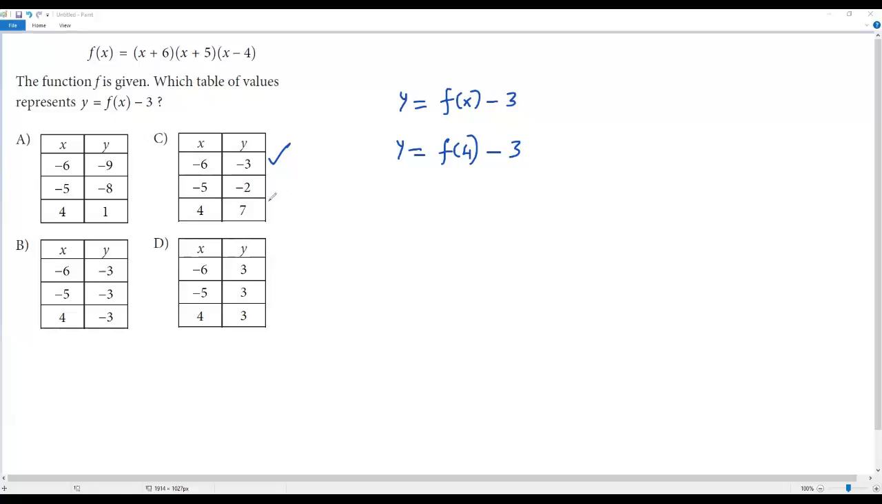So anyway, we don't have to verify option D also, because we have already checked the given function for these three values of x: negative 6, negative 5, and 4. For all these three values, we got the same value of y, that is negative 3. We find that value, negative 3 for y, only in option B. So the correct answer choice for this question is option B.